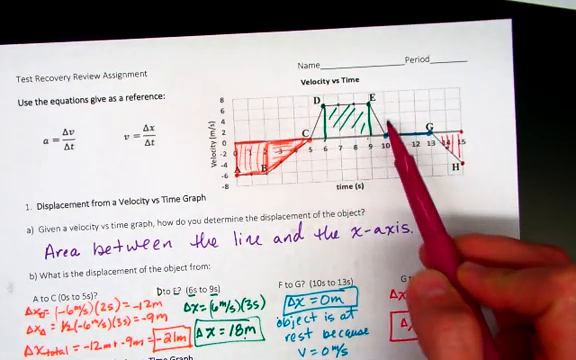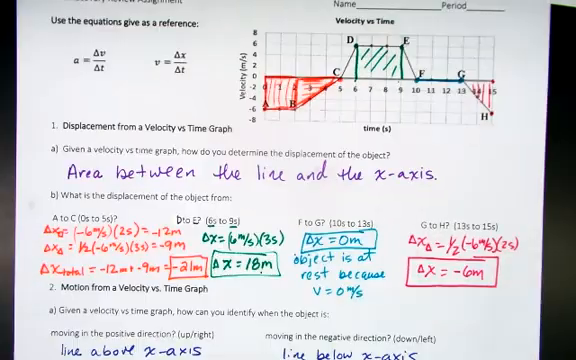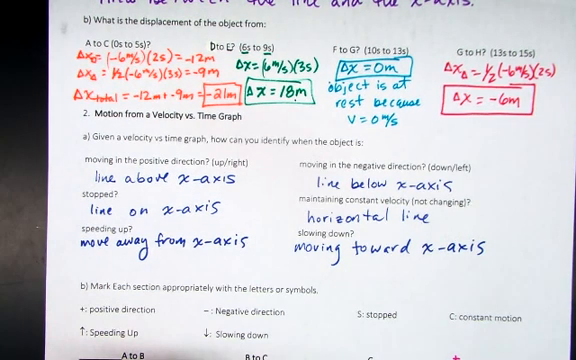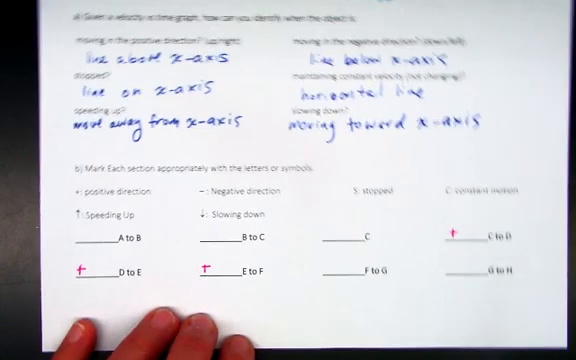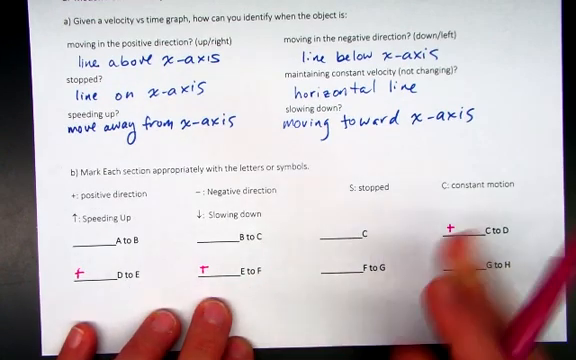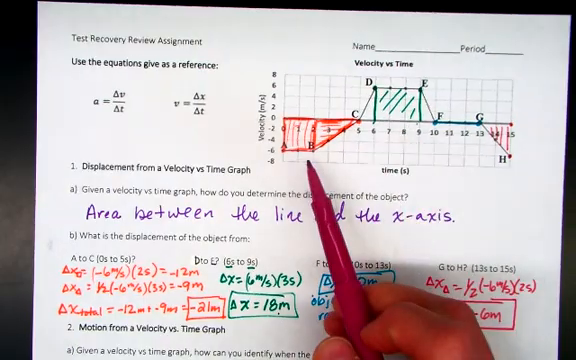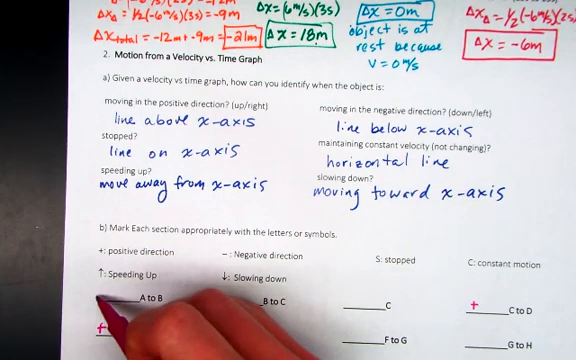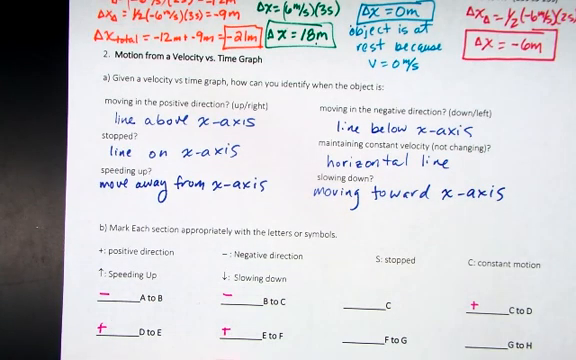These are all positive. They're all above the x-axis. So that is C to D, D to E, and E to F. Then the negative direction is everything below. When does that happen? A to B, B to C, and G to H. And then that's positive, negative, or we would have stopped.